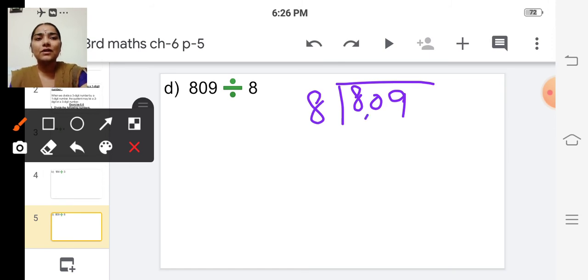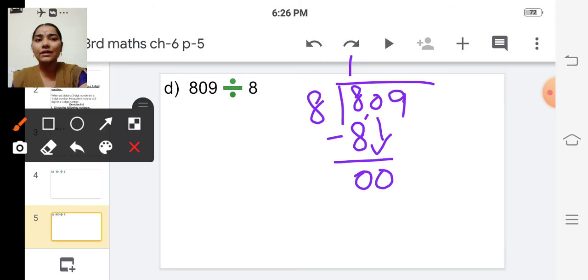If we take the first digit of the dividend, it is equal to the divisor, isn't it? 8 is equal to the divisor 8. So we can divide. Okay, how many times? Only one time, isn't it? 8 ones are 8. Subtract. 8 minus 8 is 0. And now bring down this 0 here.